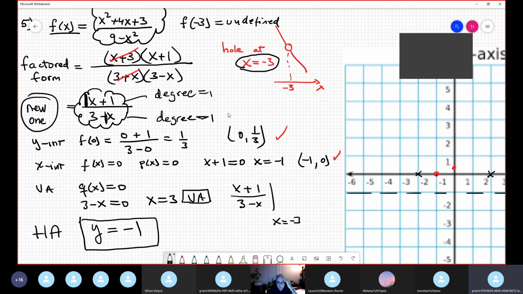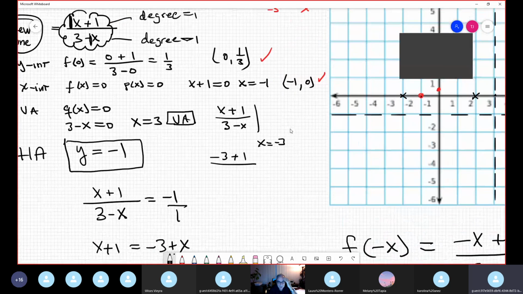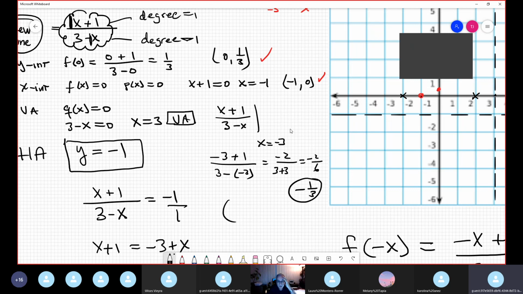However, the new one evaluated at -3 is x plus 1 over 3 minus x, evaluated at x equal -3: -3 plus 1 divided by 3 minus -3. So you replace x for -3. Look at that, it's -2 divided by, double negative becomes positive, 3 plus 3, which is 6. So it's -2 over 6. When you reduce, it's -1/3. Now the hole is located at the position -3, -1/3.